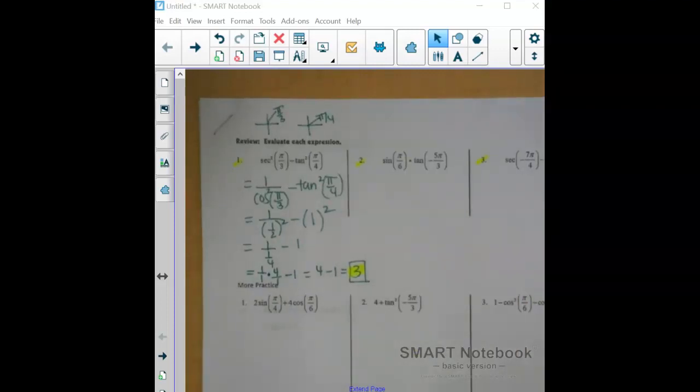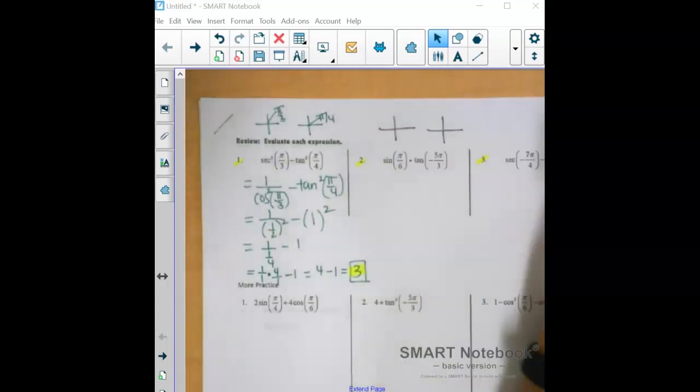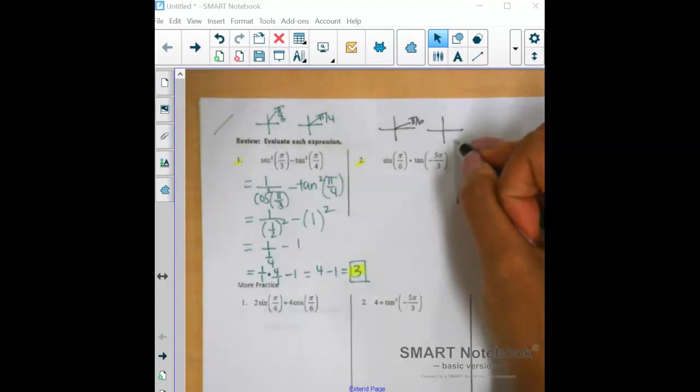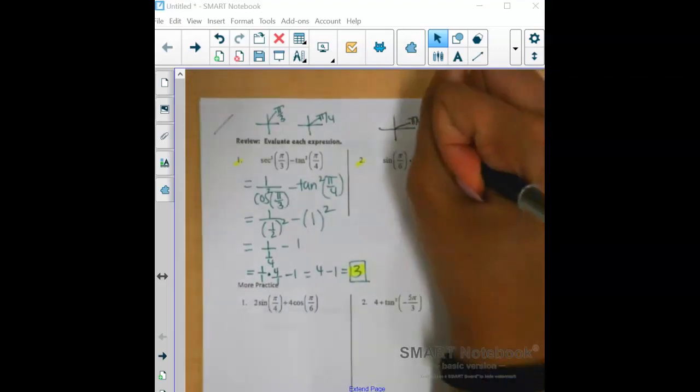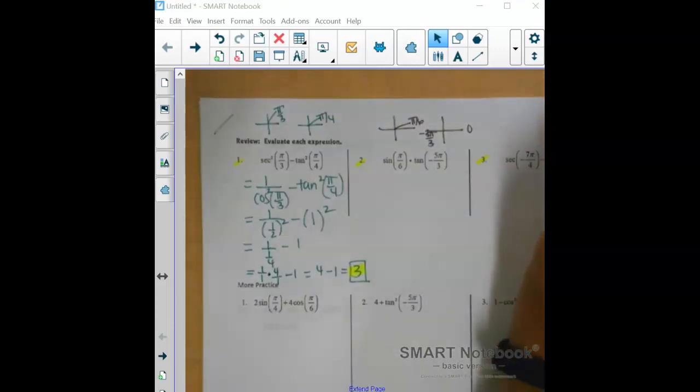Question 2, same process. I'm going to graph out where pi over 6 and negative 5 pi over 3 are. Pi over 6 is somewhere about here. Negative 5 pi over 3, be careful. We'll have negative 3 pi over 3. Valeria, where's 5 pi over 3 if it's negative? What quadrant?